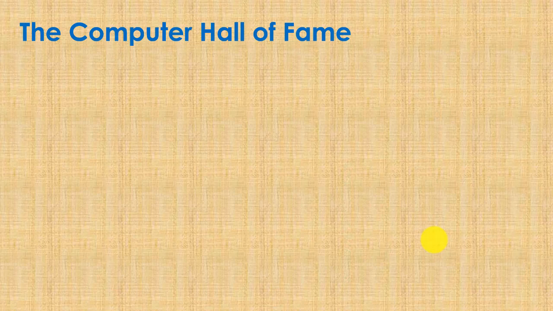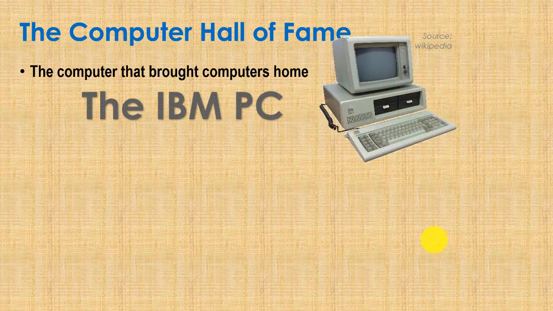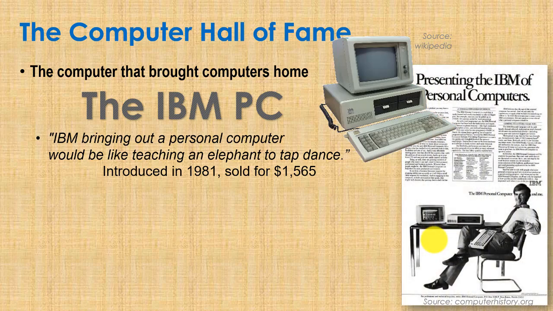So after discussing some of these big computers, these big original computers, I wanted to go into actually what is a bit more closer to home, and that's the IBM PC, which is the computer that actually brought computers into our home. Okay, so IBM, or Big Blue, was a huge company that made these mainframes that were used all over the world. And there's a famous quote that IBM bringing out a personal computer would be like teaching an elephant to tap dance. But in 1981, they did introduce the IBM PC and sold it for a price that anyone could buy, I guess, with quite a lot of money, for $1,500.